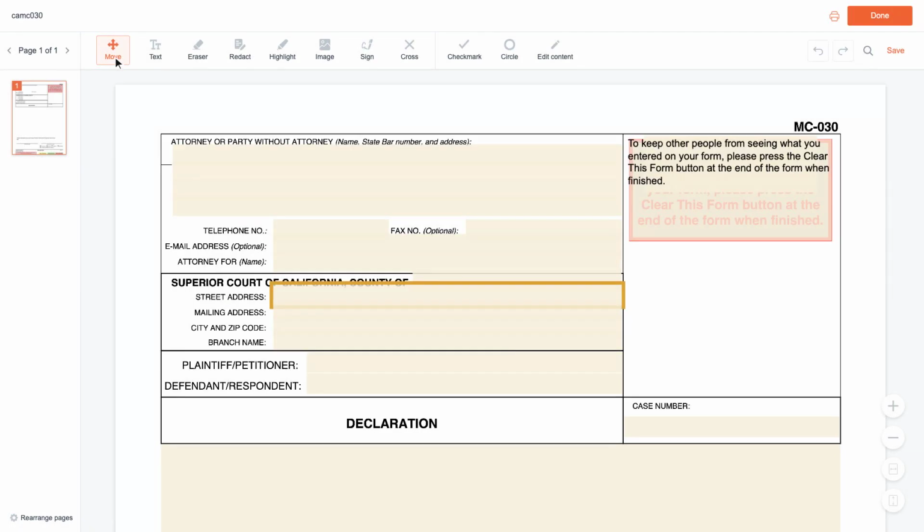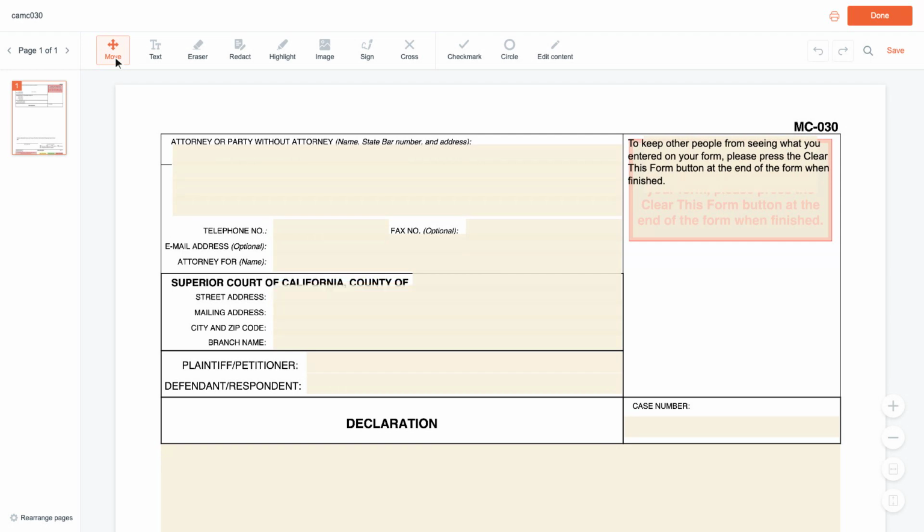California Form MC-030 is a declaration, a written statement of facts submitted to a court under penalty of perjury instead of live testimony. Attorneys and parties file them with motions, oppositions, or in place of appearing in person. Today we'll fill one out for Anna Baker, who is representing herself in a civil case.